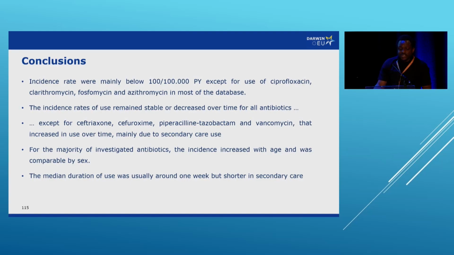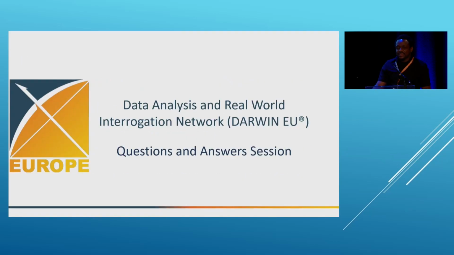For the majority of the antibiotics, there was an increase in incidence with age, and some sex-specific differences. Overall, the median duration of use was lower in secondary care compared to primary care, with an average of around a day in secondary care, and a duration of use of 1 week in primary care databases. Thank you for your time.